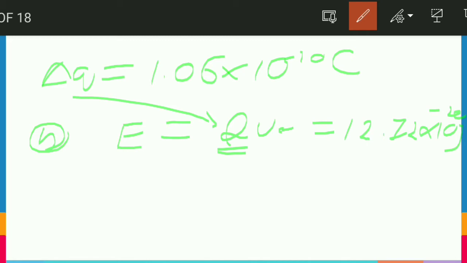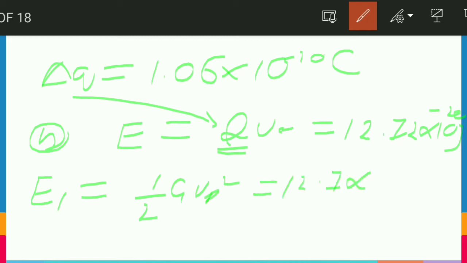Now the third part: the initial energy stored, U initial, and U final. This is also easy. U initial we can write as half C1 V1 square. Actually, V remains constant, so it comes to 12.7 into 10^-10 joules, and this was the initial energy. And what would the final energy be?